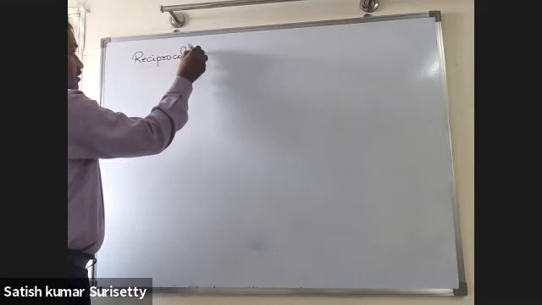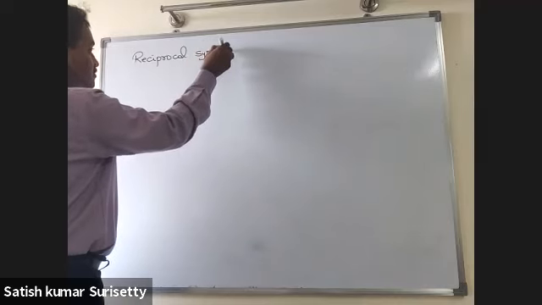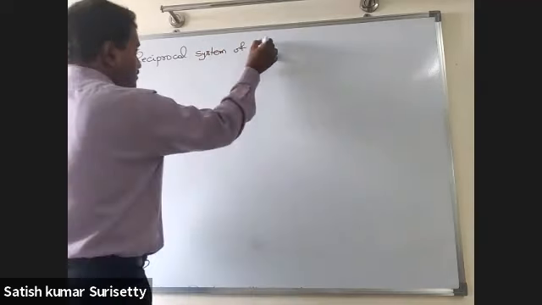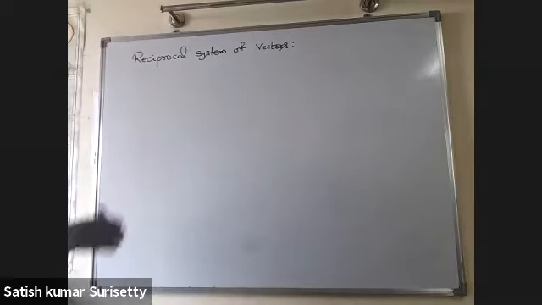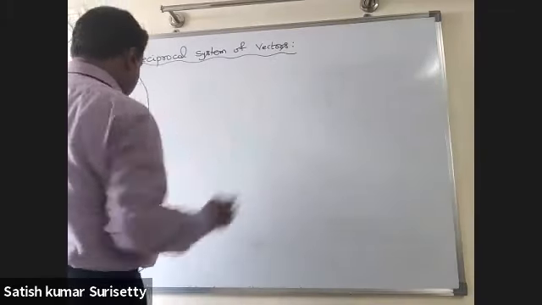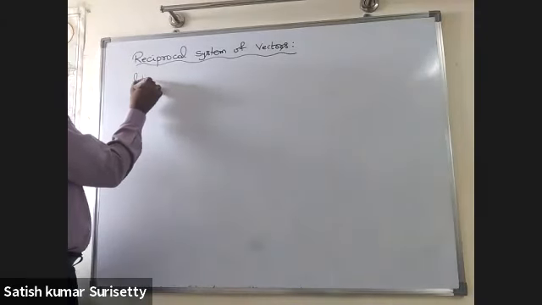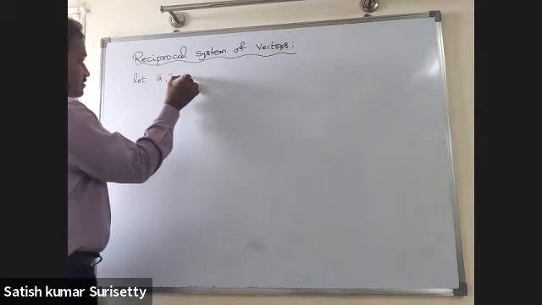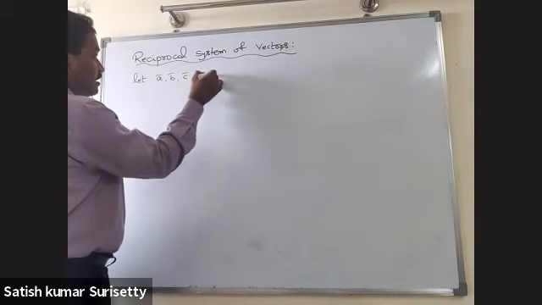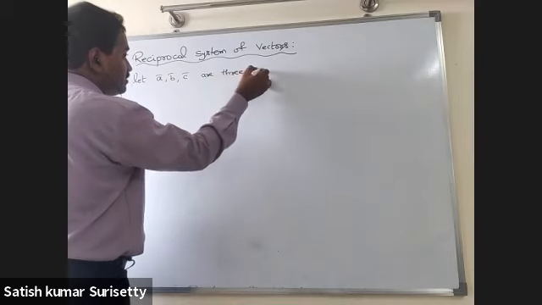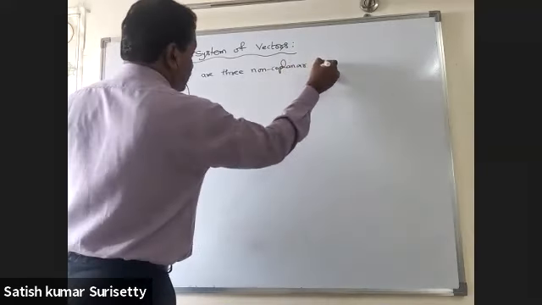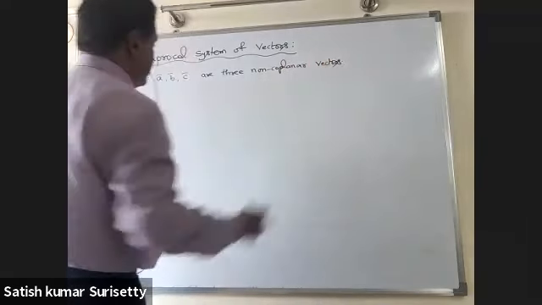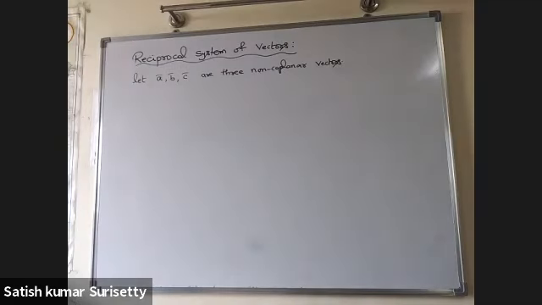Reciprocal system of vectors. So what is meant by reciprocal system of vectors? Let A bar, B bar, C bar be three non-coplanar vectors.